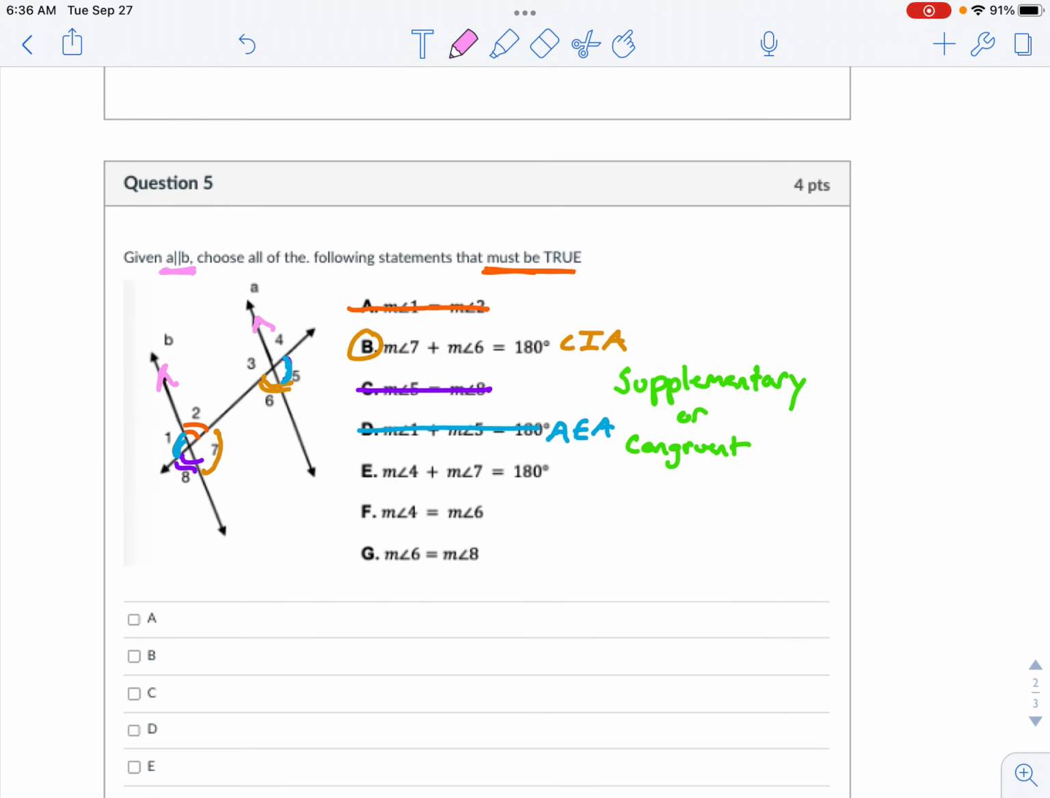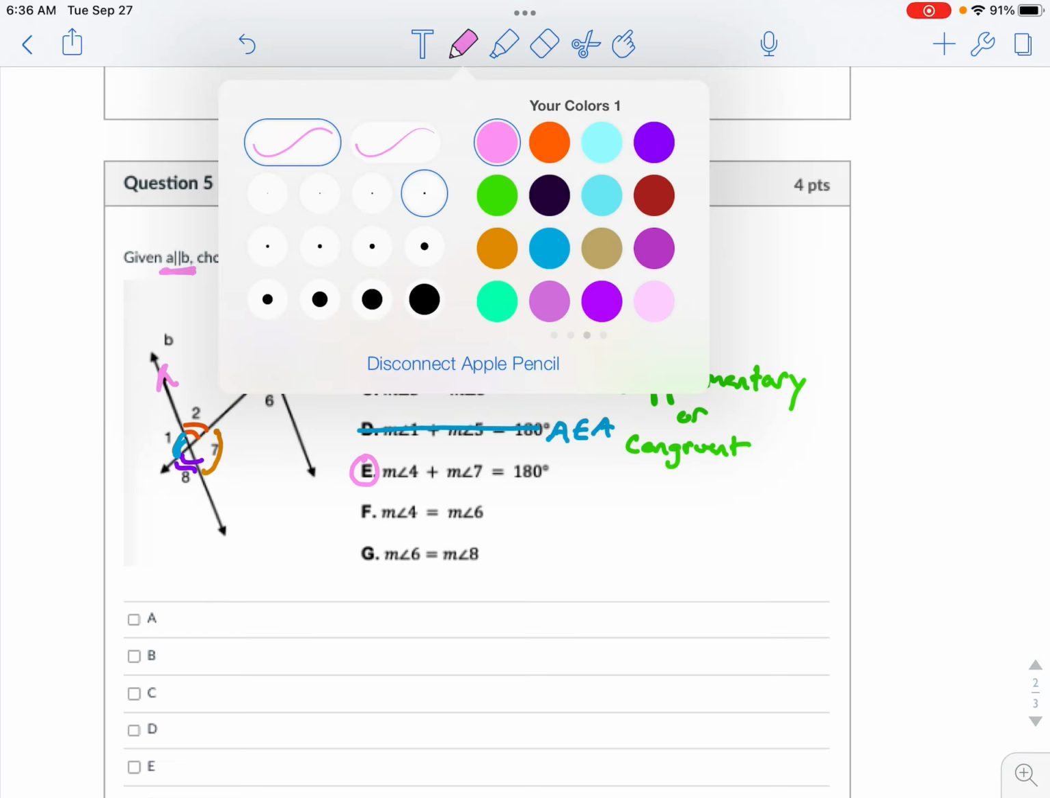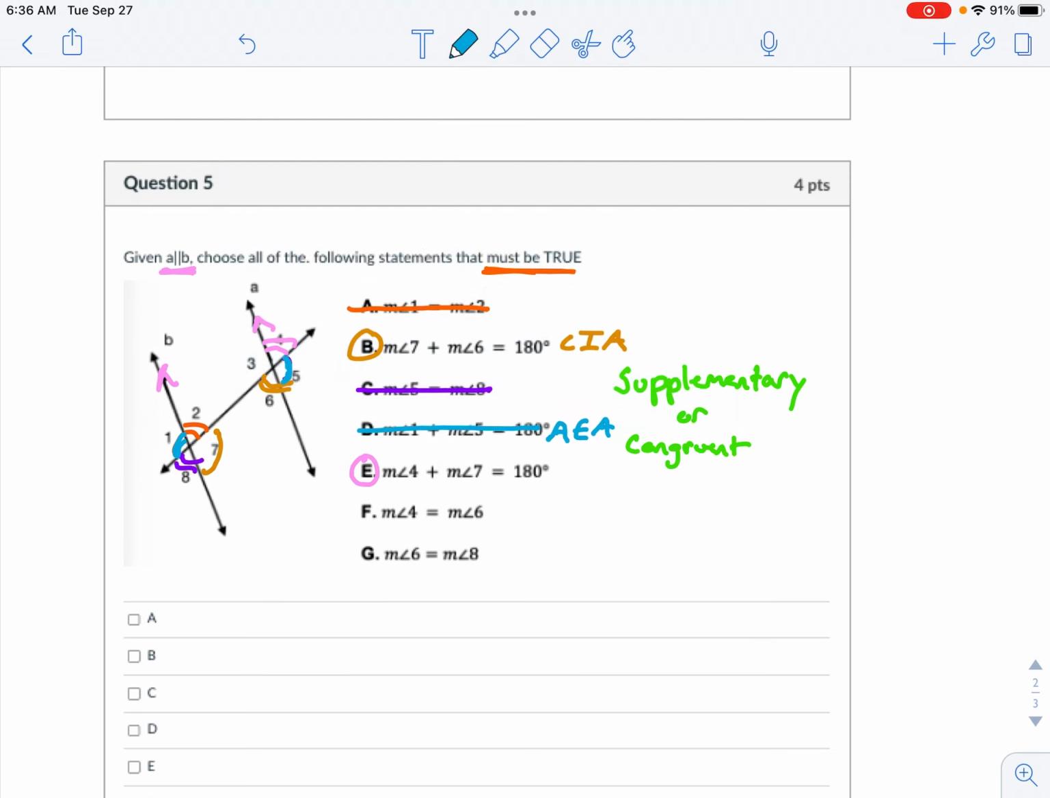4 and 7. All right, so this one's a little quirky. Why? No defined relationship, but we can say, well, 4 and 2 are corresponding angles. 2 and 7 form a linear pair. We could substitute that in and say, yeah, even though there's no defined relationship, those two angles would have to be supplementary. They're definitely not congruent. Only two choices.